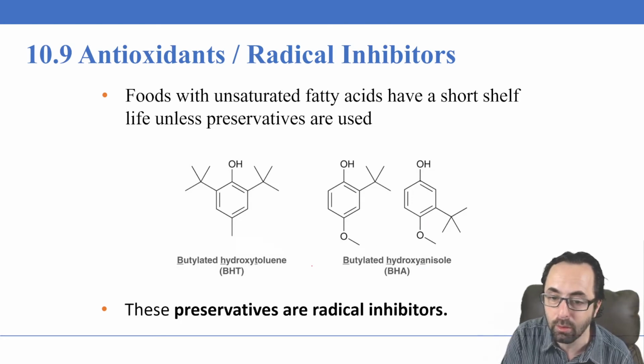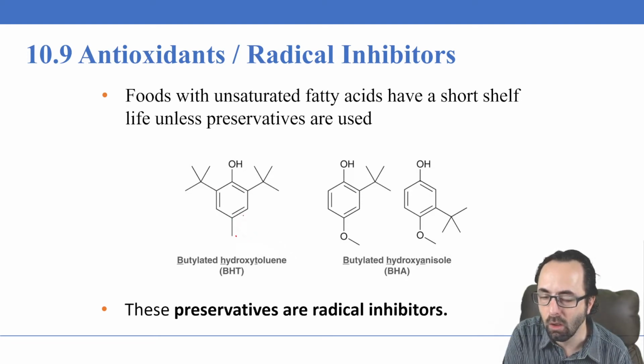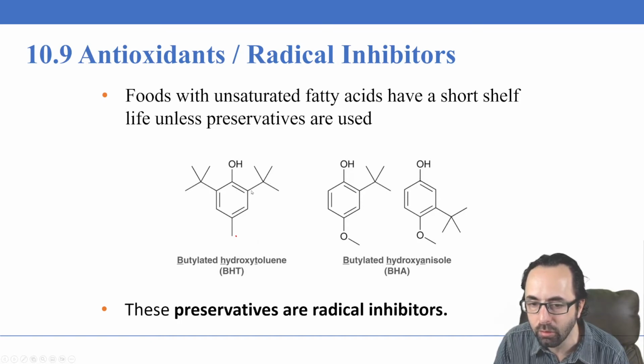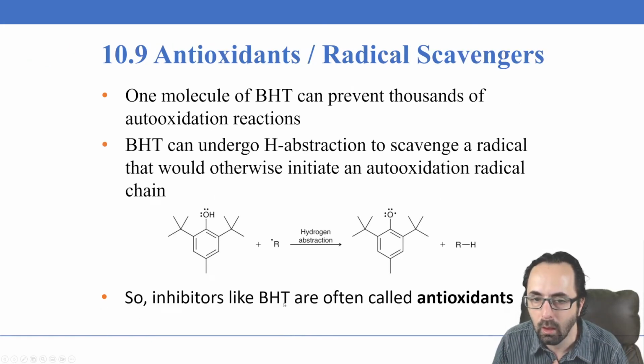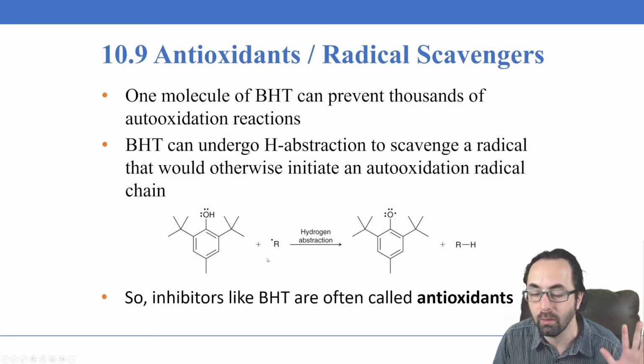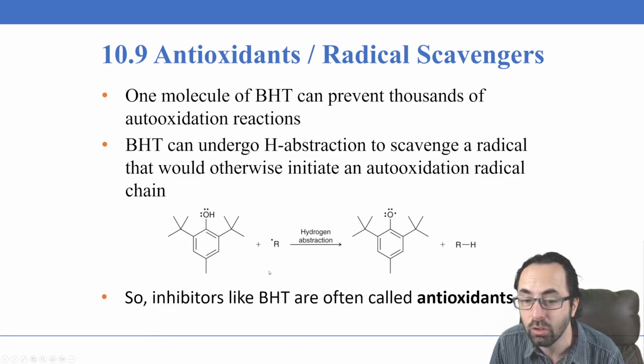Imagine you create a radical here, right? You've got all these benzene rings here with these potential tertiary positions as well. You've got this huge potential for resonance to stabilize that radical and ultimately have it be quenched and not be a radical anymore. So these preservatives are radical inhibitors that are used in foods that have unsaturated fats, oils. One molecule of BHT can prevent thousands of these. You don't need much.